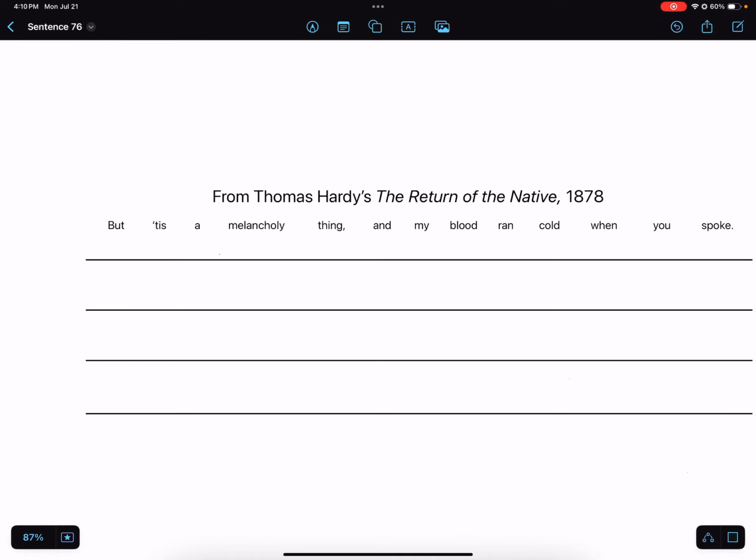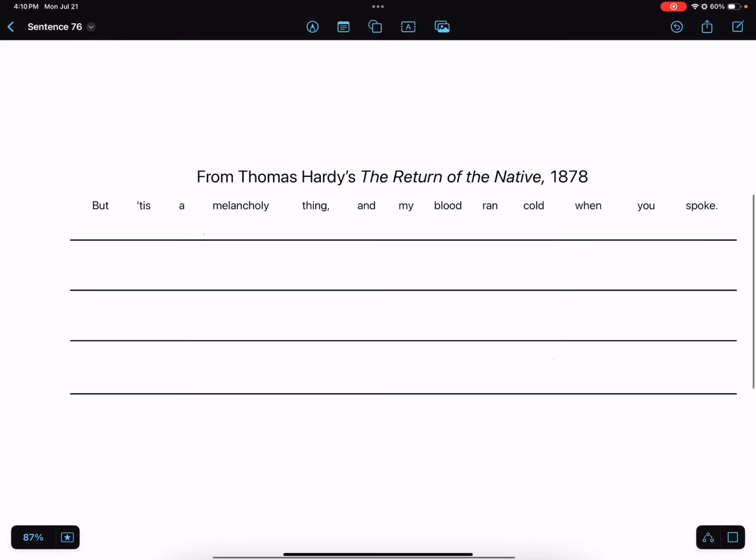In this video, we'll be performing a complete 4-level sentence analysis on this sentence from Thomas Hardy's The Return of the Native, 1878. So, this sentence here is going to be quite the interesting one, as we're soon to see. We're going to perform a 4-level analysis, and what that means is we're going to write out all the different parts of speech for each of the words in this sentence.